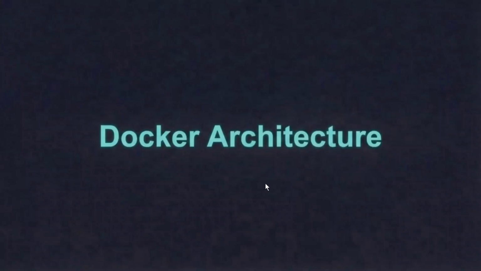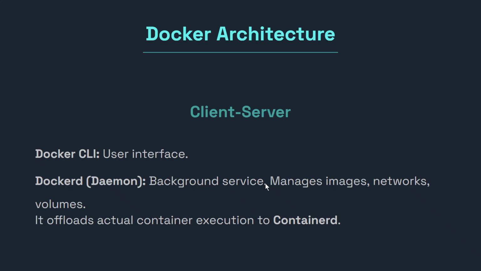Now, let's take a closer look at Docker architecture. The Docker architecture is split between a client and a server, also known as a daemon. The Docker CLI or the client is the user interface used to issue commands. Docker D, also known as Daemon, is the server. It is the background service that manages high-level resources like images, networks, and volumes. And container D is the component that the daemon offloads the actual container execution to. Let's take a closer look.